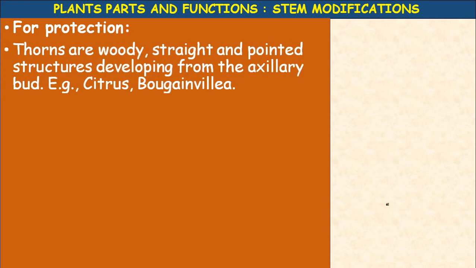Modification for protection. Thorns are woody, straight and pointed structures developing from the axillary bud. Example, citrus and bougainvillea. So these are the examples of thorns. Thorns are the modification of the stem. These thorns help in protection.